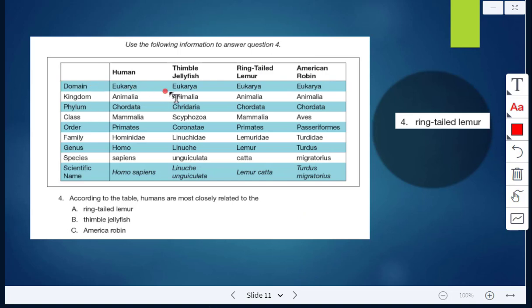If we go through domain, all 4 organisms belong to Eukarya. Go to kingdom, all 4 belong to Animalia. Go to our phylum, just 3. Humans are Chordata. Ring-tailed lemur is Chordata, and so is the American robin. So the jellyfish is out. Next, we have Mammalia and Mammalia. We already knew that thimble jellyfish was out, but American robin is now Aves. So we are most closely related to a ring-tailed lemur in this example.